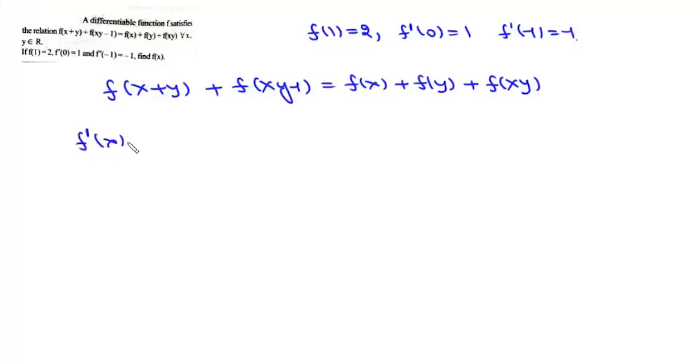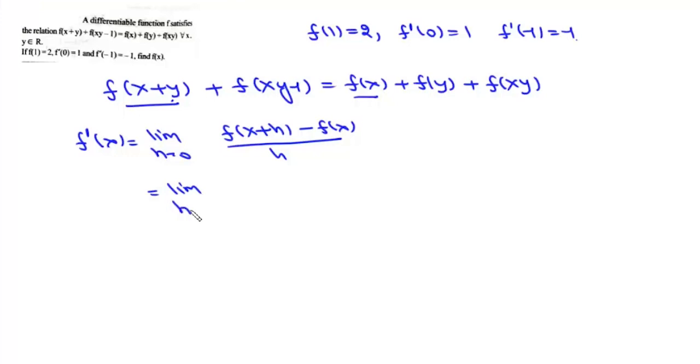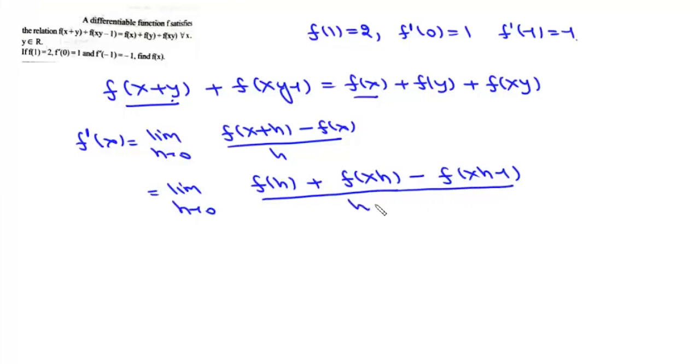So this f dash x will be limit h tends to 0 of f(x plus h) minus f(x) upon h. Now we'll replace y with h, and we'll use f(x plus h) minus f(x) from this equation. So it will be this limit h tends to 0, and here it will be f(h) plus f(xh) minus f(xh minus 1), whole divided by h. Now here we need the value of f(0).